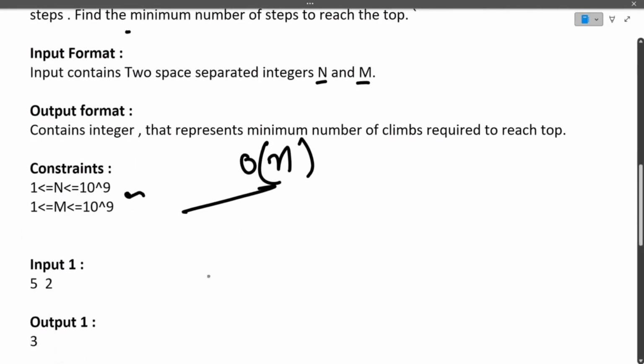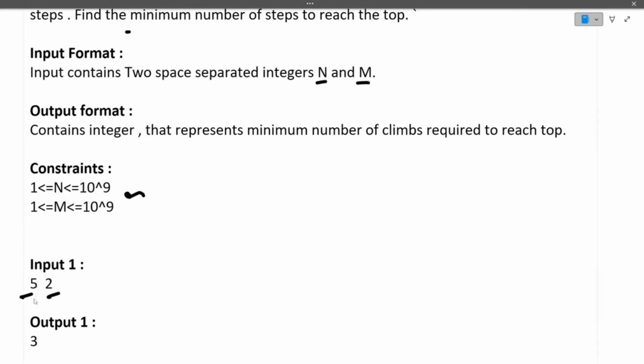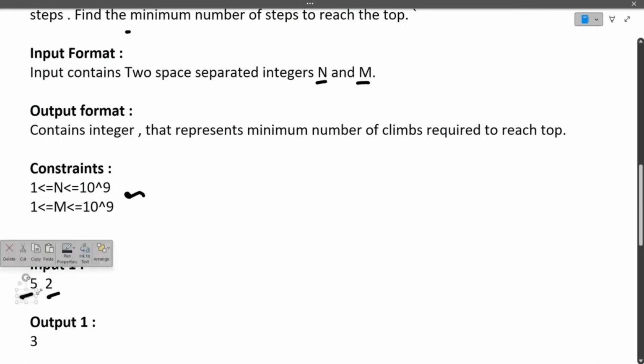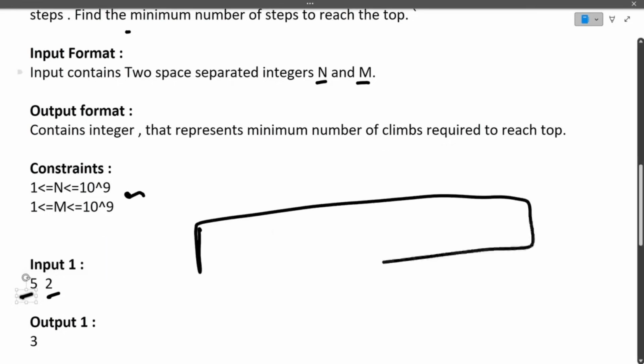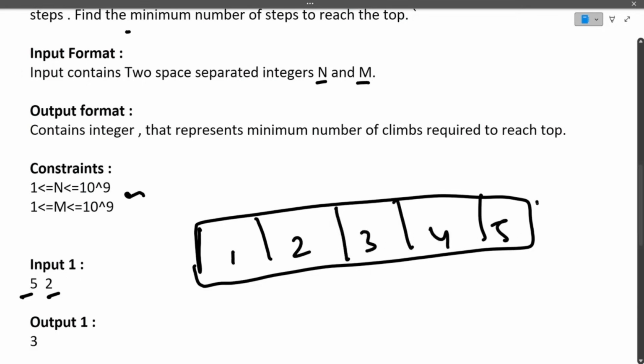So there are 5 stairs that are given. So this is n, this is m. The input here is n is 5 and m is 2. So n is the number of stairs and m is how many stairs at a time Alice can climb. So let me just draw the stairs. I know, for many of you the question is not clear. 1 stair, 2 stair, 3 stair, 4 stair, 5 stair, and he has to reach the top. Starting from here, he has to reach the nth stair, that is the last stair.